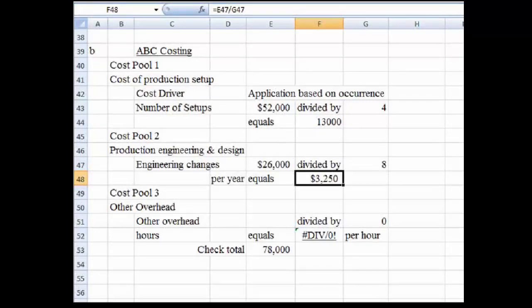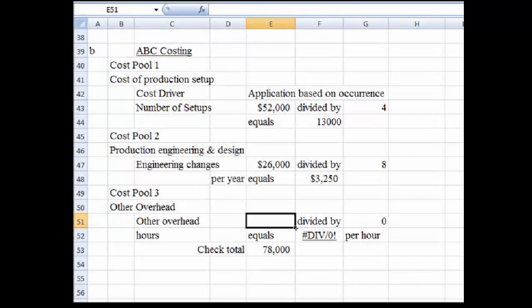Finally, cost pool 3 is all of the other overhead costs that have not been allocated. In real systems at real companies, there will typically be many more cost pools. This example is limited to 3 in order to make the problem manageable in a learning environment.